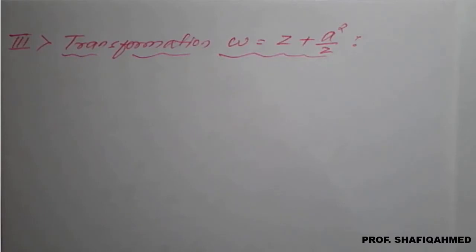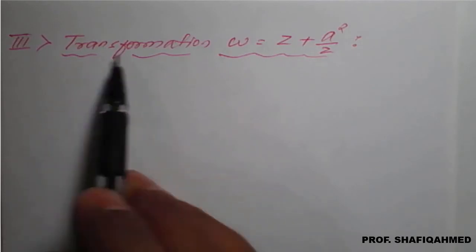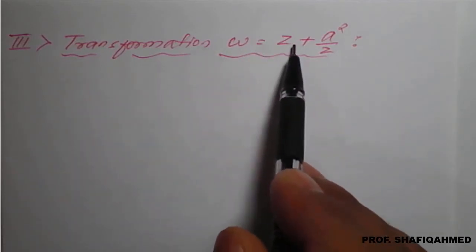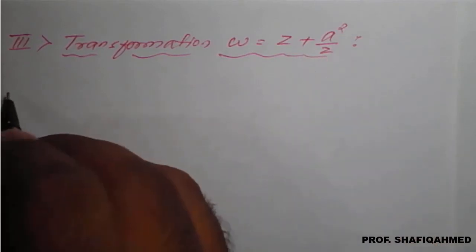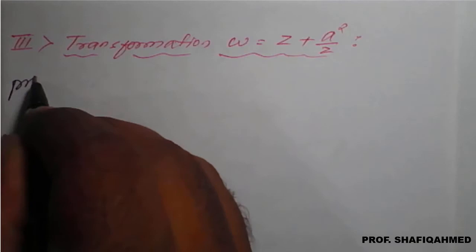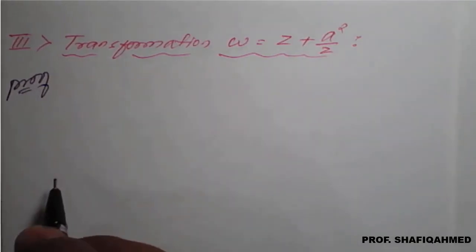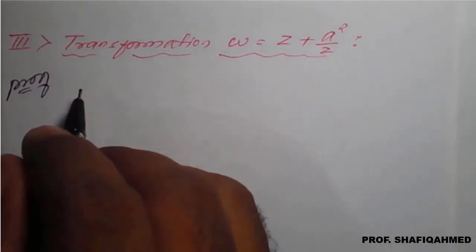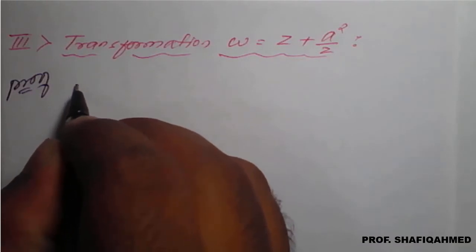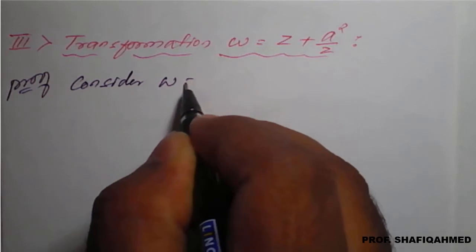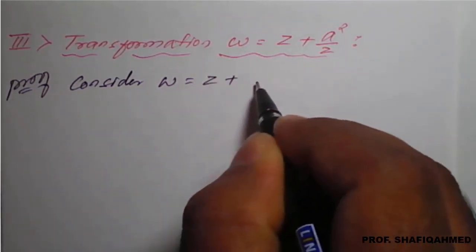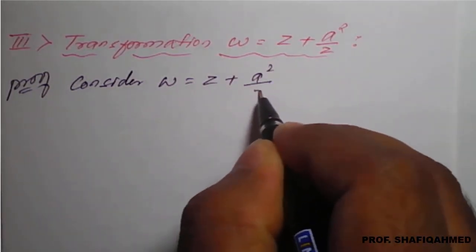Hello everyone. In this lecture we'll see a conformal transformation, that is, the transformation w = z + a²/z. Solution or proof. Consider the given transformation: w = z + a²/z.